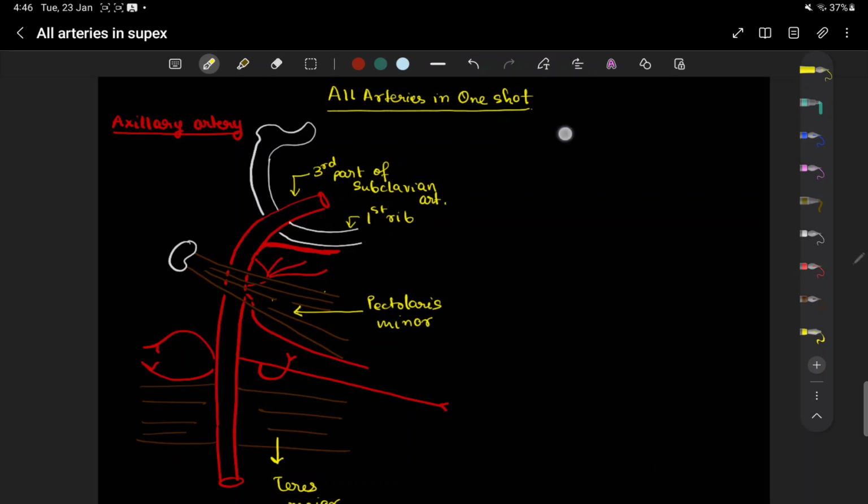So first is the axillary artery. Let's talk about its course. In the course, it begins from the outer border of the first rib. Outer border of the first rib, they say it is a continuation of some kind of artery. So it is a continuation of the third part of the subclavian artery. Okay, so after the outer border of the first rib, it moves mostly in the axilla. It is confined in the axilla itself.